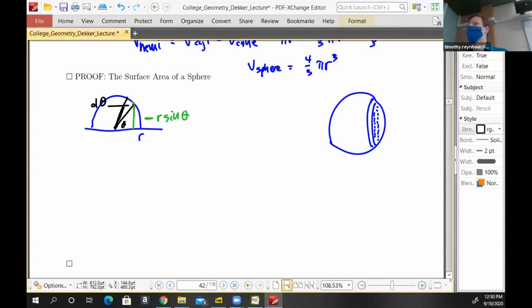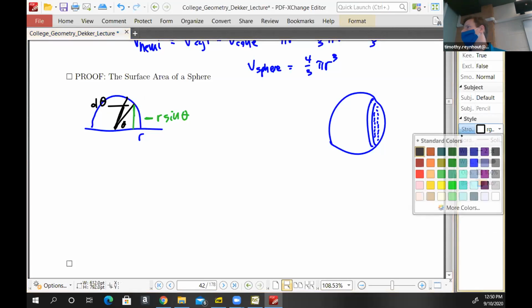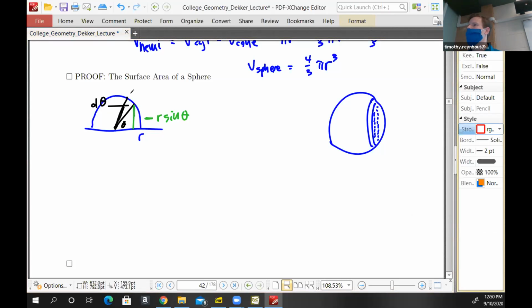And then to get the width of this band, we would just take this little bit of arc length, which gives us the width of the band. r sine theta gives us the radius here, and ds, the change in distance here, would be r d theta.